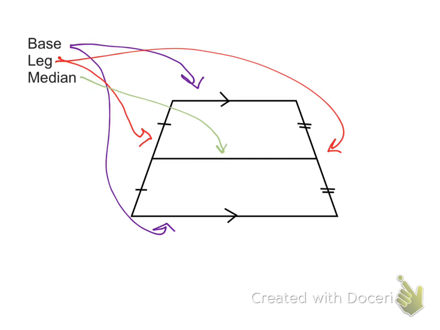So if there's a median, that means that these two sections of this leg are congruent and these two sections of this leg are congruent.